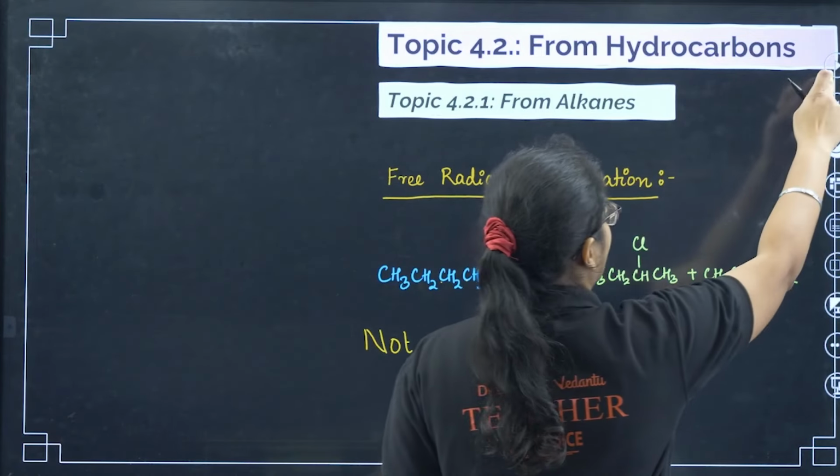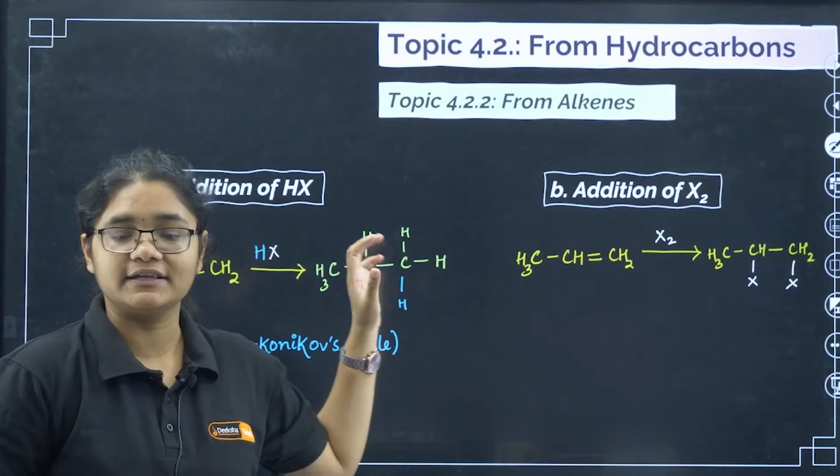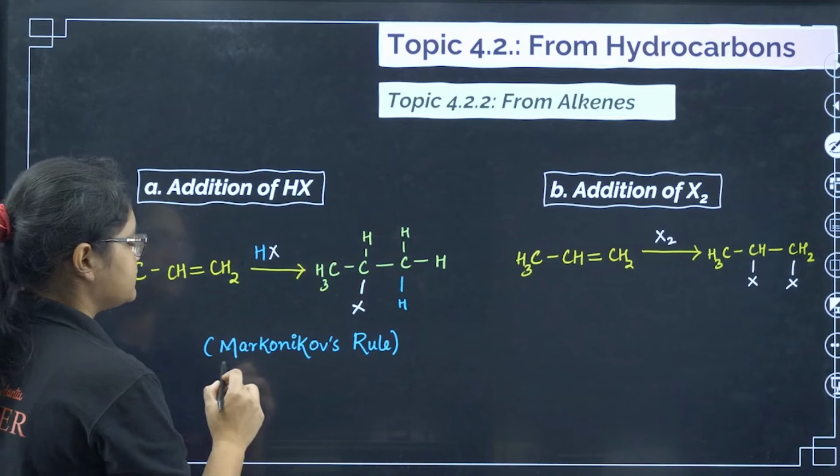Next we will talk about how we can prepare from alkenes. From alkenes again there are two methods: one is addition of HX, one is addition of X2. Now addition of HX follows Markovnikov's rule.